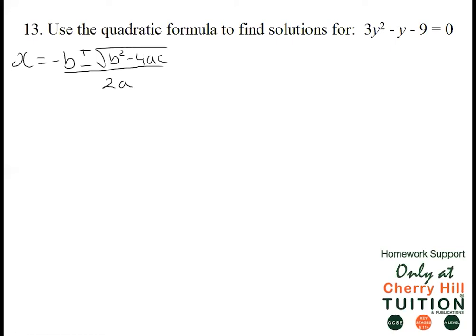The next step is to find our values of A, B, and C. So A is the coefficient of x squared, but in this case it's y squared, which is 3. B is the coefficient of y, which is -1, and C is -9. Now that we have our values of A, B, and C, we can plug these into the quadratic formula to find our two values for y.